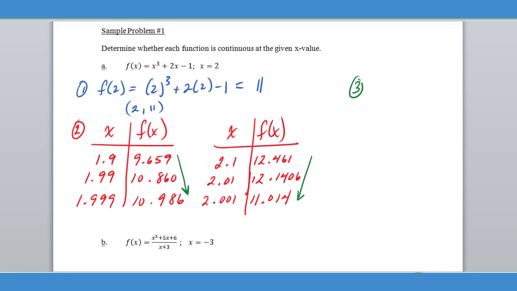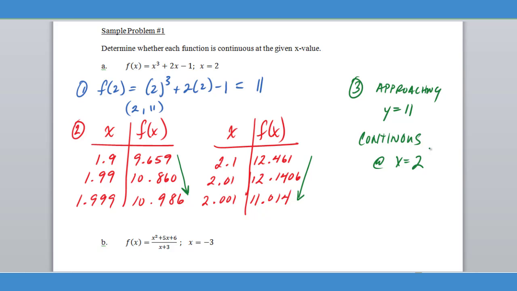And of course, the third test is to determine if it is approaching the same value, and it seems to be approaching y equals 11 from both sides. That tells us that this function is continuous at x equals 2, and so we've passed all three parts of the continuity test.